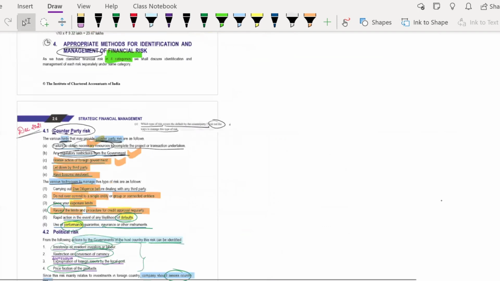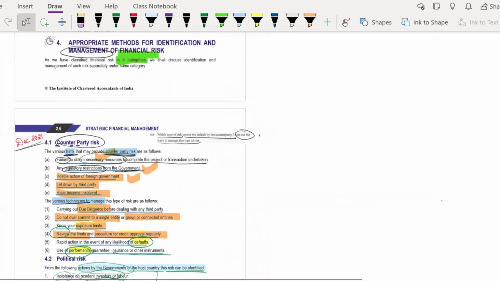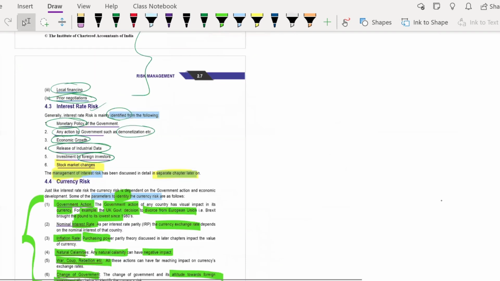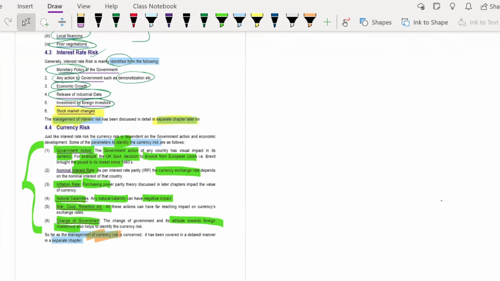Then we understood the different methods by which you can manage your financial risk, in which we studied 4 areas: counterparty risk, political risk, interest rate risk, and currency risk. For interest rate risk and currency risk, the mitigation of risks was not given in this chapter, and it is going to be discussed in the coming chapters. Yes. So I hope you understood the entire theory part very well, and in the next video I'll see you with the sums of this value at risk.